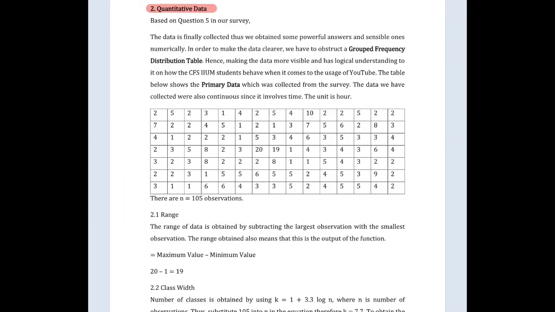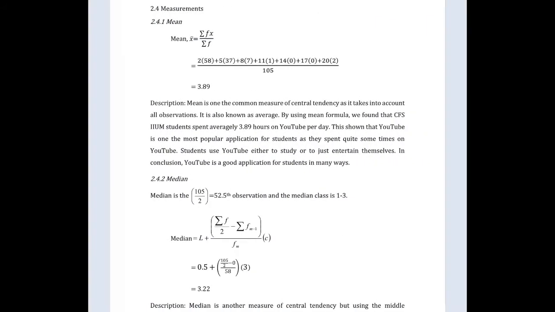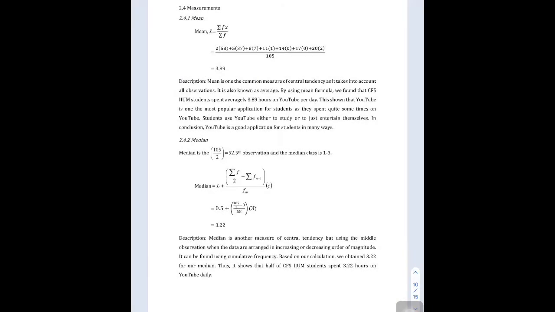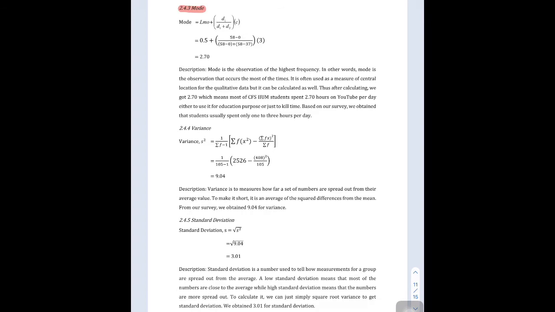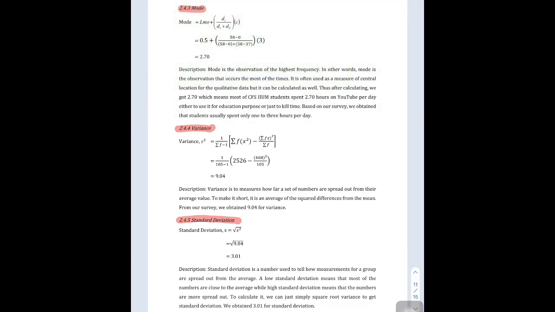Next one is quantitative data. You can lay out all your data like this and all the calculation. After that, you can get the frequency distribution table. And then next, you can list down one by one, starting with mean, median, mode, variance, and standard deviation. Please make sure after you have calculated, you add the discussion.